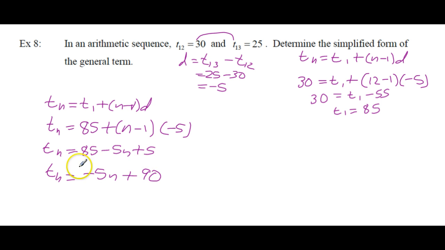Now if I want to check that, let's plug in T13, right? So we put a 13. Negative 5 times 13 is negative 65, plus 90 will be positive 25. T12, negative 5 times 12 is negative 60, plus 90 is 30, and so this is the answer we're looking for. It's a simplified form of the general term, right? Simplified form just means you can just plug in the n, and we just plug it in once, and we get what we're looking for.